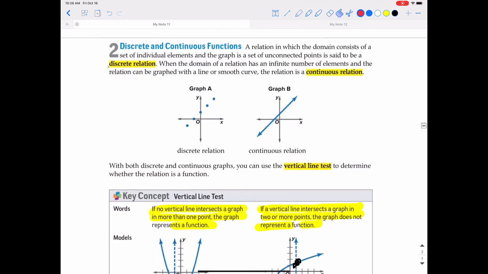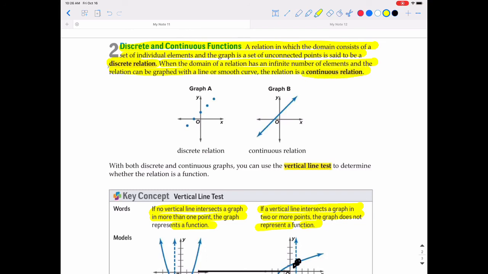So now that we know what a function is, we can talk about discrete and continuous functions. So a couple new definitions. A relation in which the domain consists of a set of individual elements and the graph is a set of unconnected points is said to be a discrete function or a discrete relation. When the domain of a graph has an infinite number of elements and the relation can be graphed with a line or smooth curve, then the graph is a continuous relation.